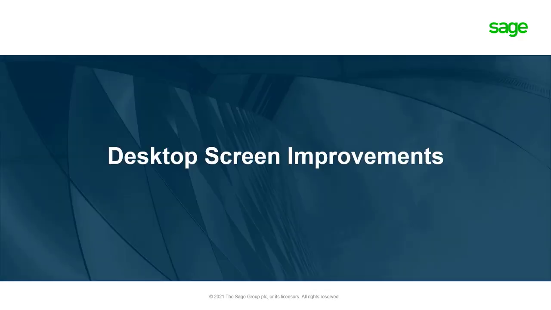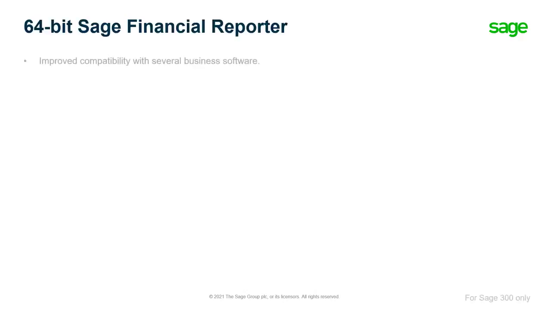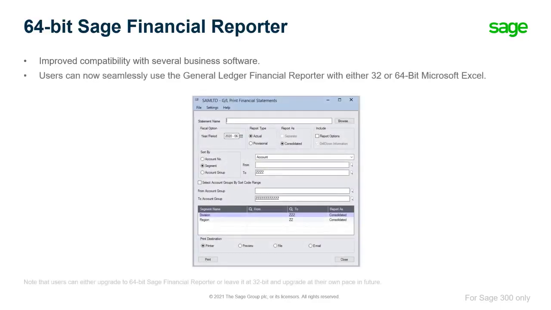Now let's review the desktop screen improvements. Users now have the 64-bit Sage Financial Reporter that provides improved compatibility with several business software. This means users can now seamlessly use the General Ledger Financial Reporter with either 32 or 64-bit Microsoft Excel.